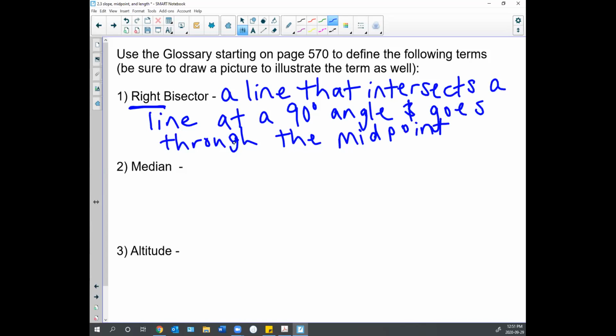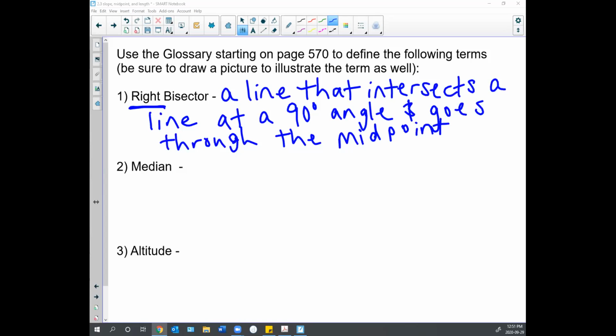If you don't remember that definition, the word tells you. So it literally says it's a right bisector. So 90 degrees, and bisect means cuts it in half. Okay, so if we understand the two words, the words will tell us the definition.